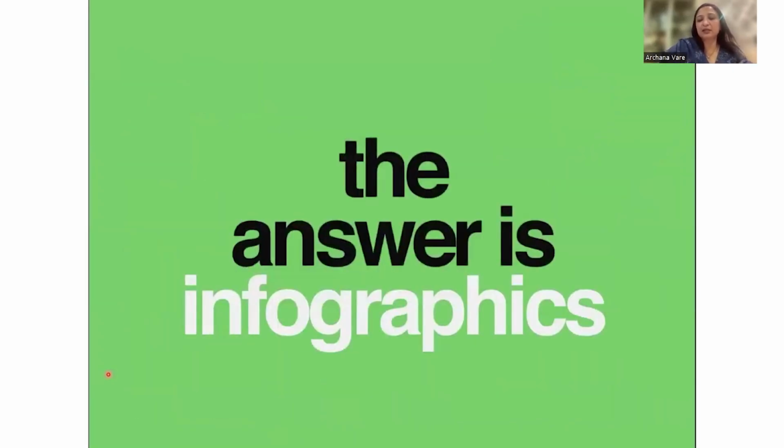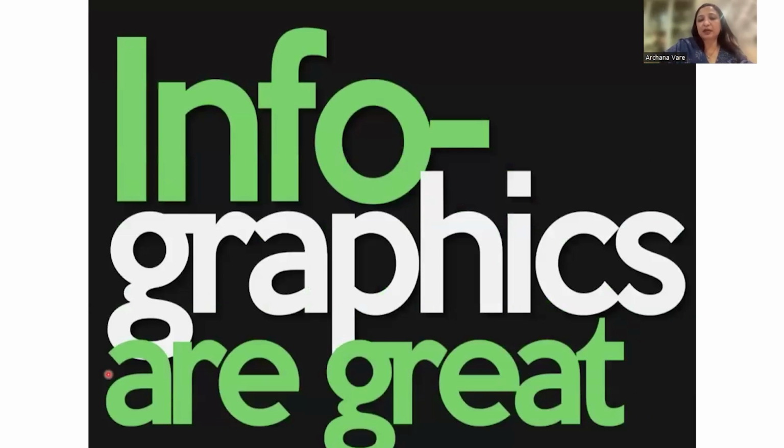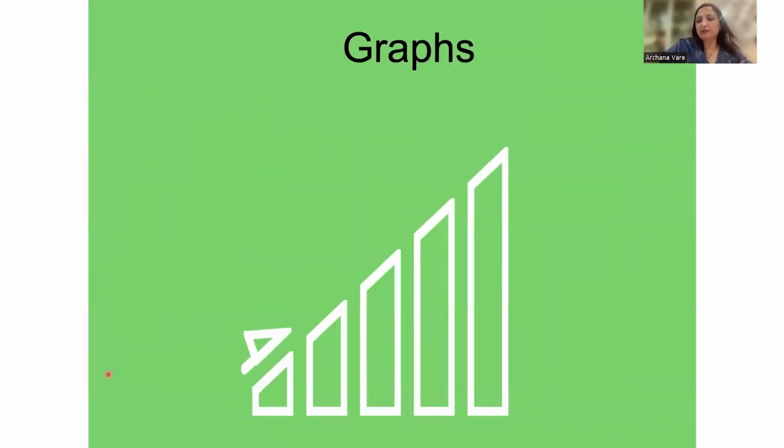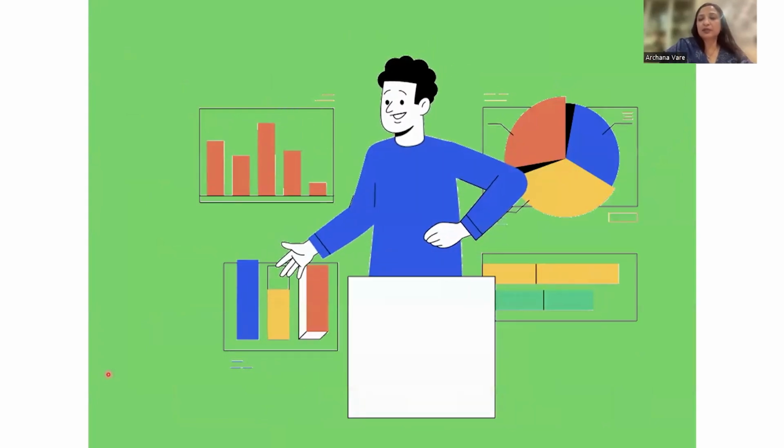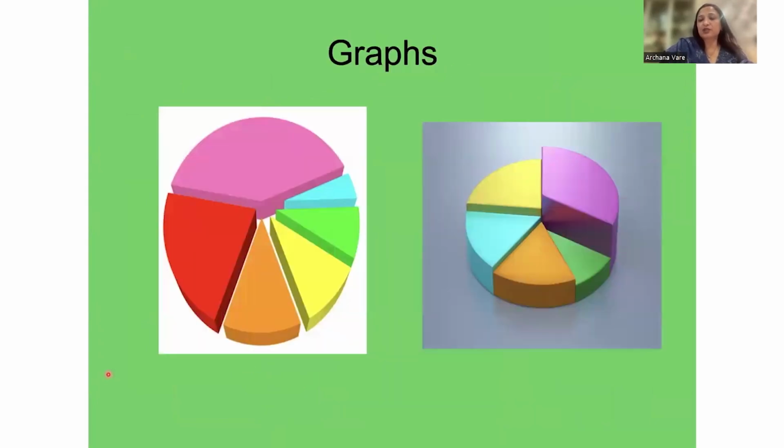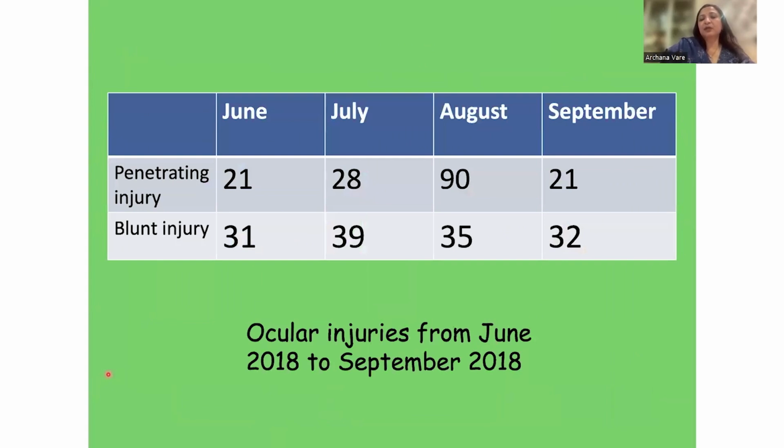Then how should you present the information? The answer is infographics. Infographics are great. Infographics means graphs. There are so many types of graphs available, so use the best one that suits your presentation. So for example, I have to show this data. This data consists of ocular injuries from June 2018 to September 2018. So there are 4 months, June, July, August, and September. And there are two types of injuries, penetrating injuries and blunt injuries. So this information I have to show in graphs.